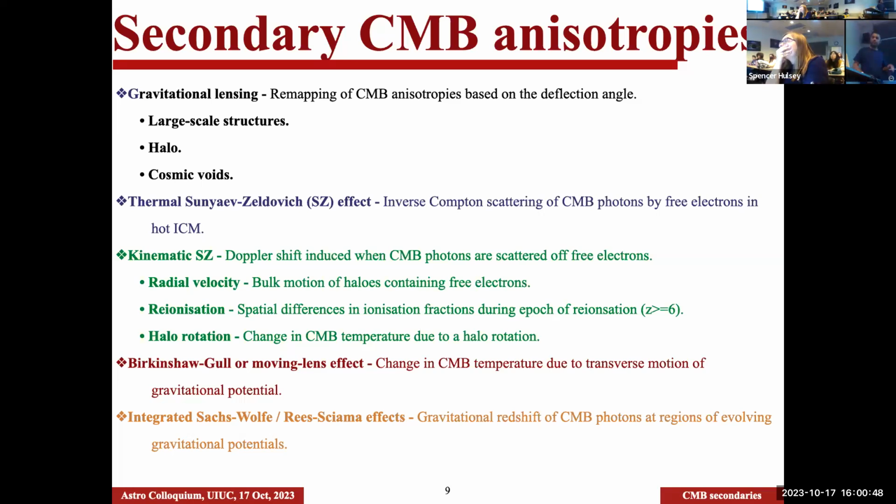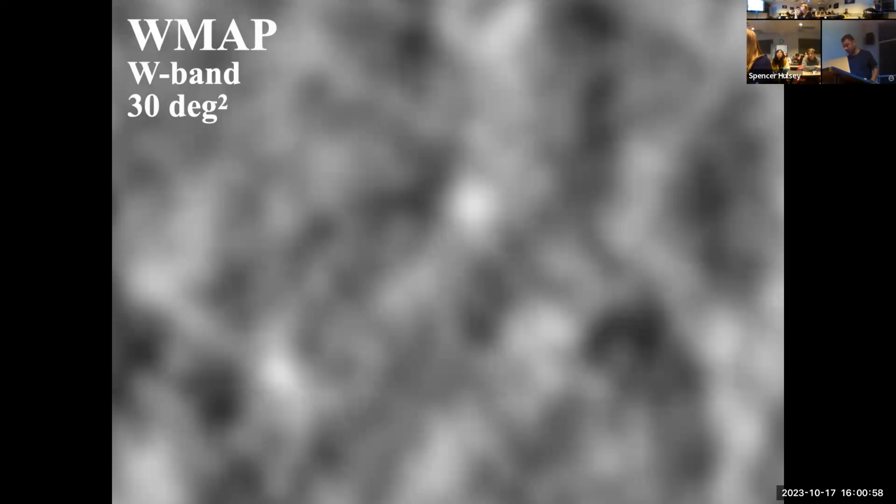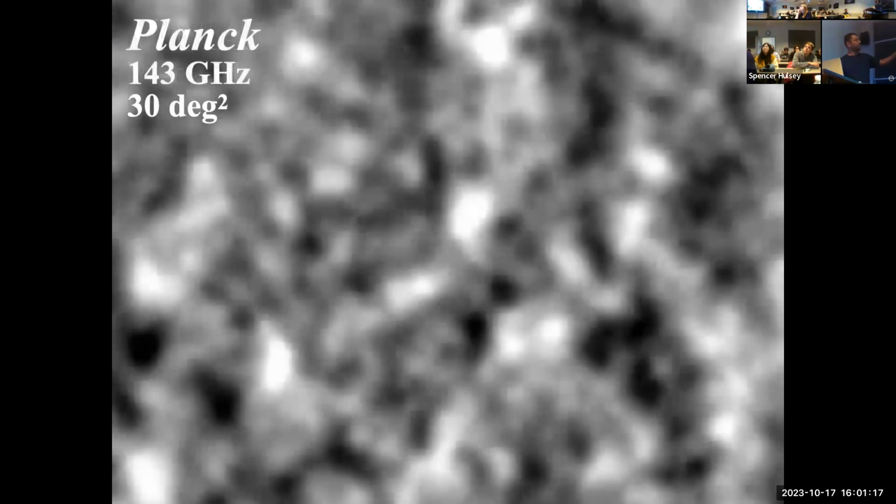Okay. So most of these secondaries are on small scales, so we need very nice telescopes to measure these things. Here is an animation showing that we have really good data now. This is a map of our universe. This is actual data from WMAP. As you can see, it's 30 square degrees. If you look at the same region with Planck, you can see that the resolution has improved significantly. You can now start to see more structures.